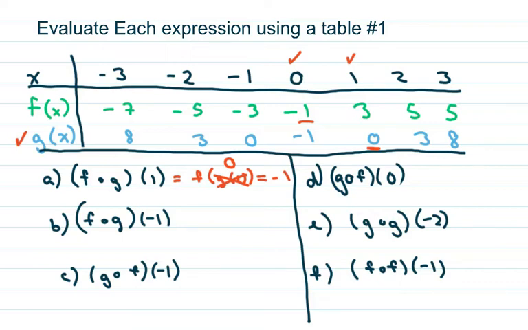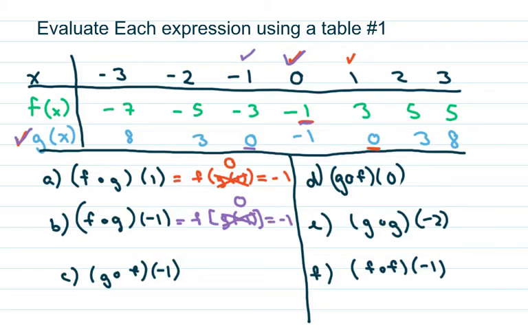Okay? The next one we're going to write this as f of g of negative 1. So first thing we do is we go to where x is negative 1, and we go to g. And we come down and we get 0 again. So this equals 0. And then we go to 0 on the x, which is here. And f of 0 is negative 1. Right here.